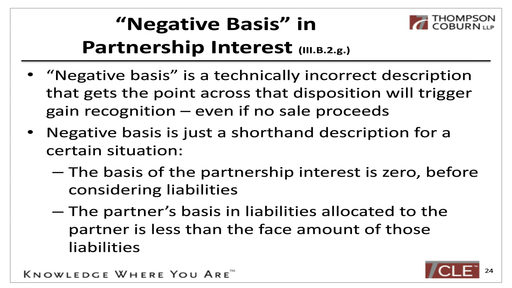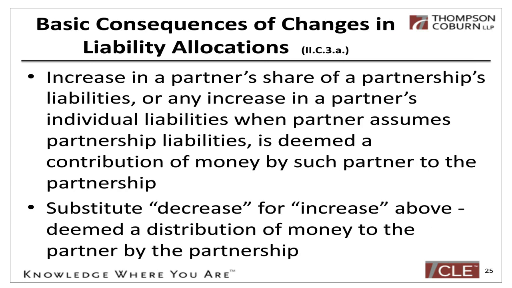And the idea here is that whenever you're allocated a share of liabilities, you are deemed to have put money into the partnership. And whenever your share of liabilities is reduced, you're deemed to have received money from the partnership. And so a change in your allocation of liabilities is a deemed contribution to or distribution from the partnership. Next slide.